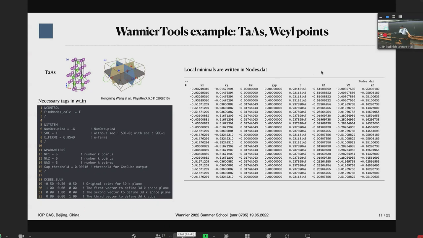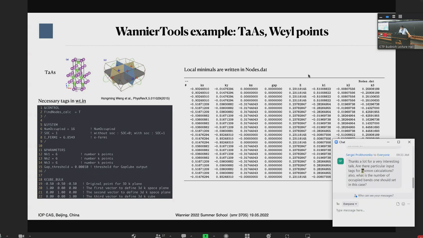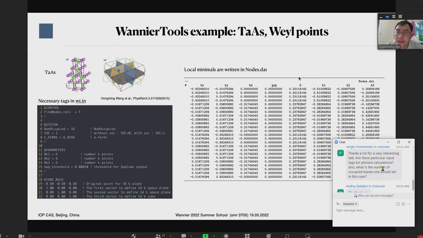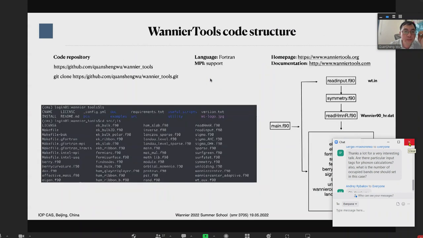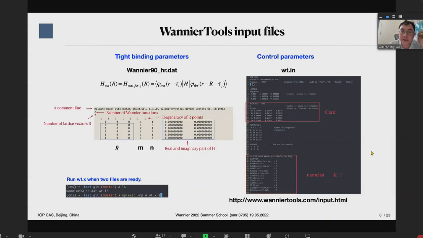Okay. I think there was a last question on phonons, maybe you can quickly answer that, but that's a little bit more of an advanced topic. For phonons, yes, we do. You need to specify it. There is a tag in the TB file; you can check online in the input files for that. So you can specify that you're dealing with phonons, with a specific line, essentially.